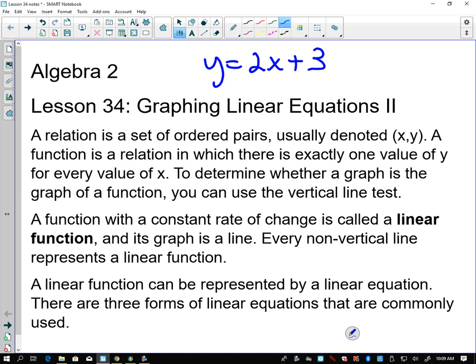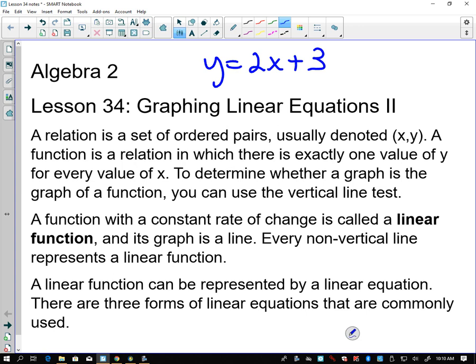So the 2 is my slope, right? Up 2 over 1. That is my rate of change, okay? So a function with a constant rate of change, here it's 2, is called a linear function, and its graph is a line. We're going to start at 3 on the y-axis as my y-intercept, and I'm going to go up 2 over 1, up 2 over 1, up 2 over 1. If I run out of space that way, I can go back to my y-intercept, go down 2, back 1, down 2, back 1, down 2, back 1, plot all of those points and connect them with a line.